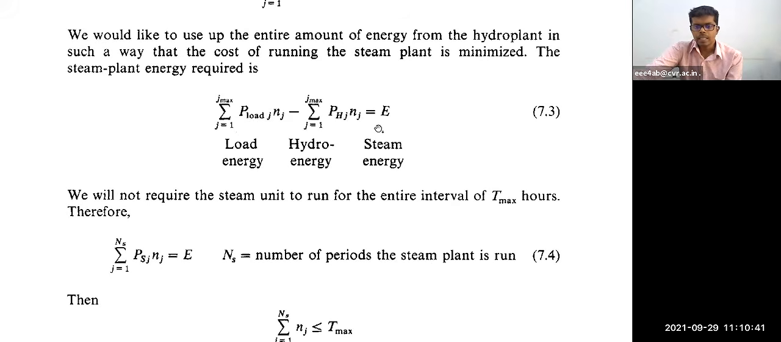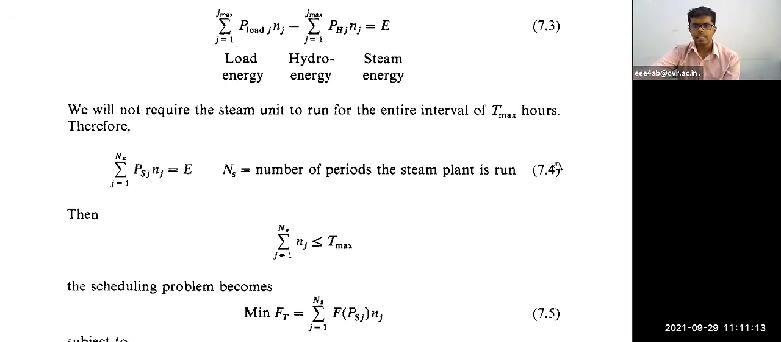So load equals steam plus hydro, or steam alone if you want to take out hydro, because we want to minimize the running cost of the steam. That is our main objective. We want to run the steam power plant for a very minimum period of time, whereas hydro you can run up to the maximum. So take this as 3 and this as 4, where NS is the number of periods that the steam plant is run.